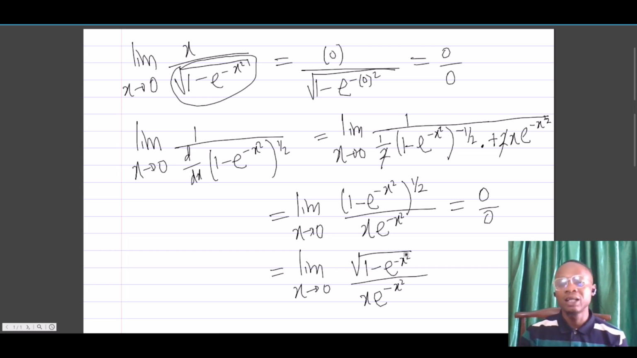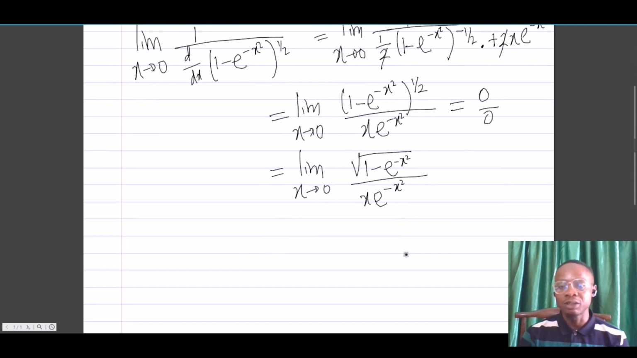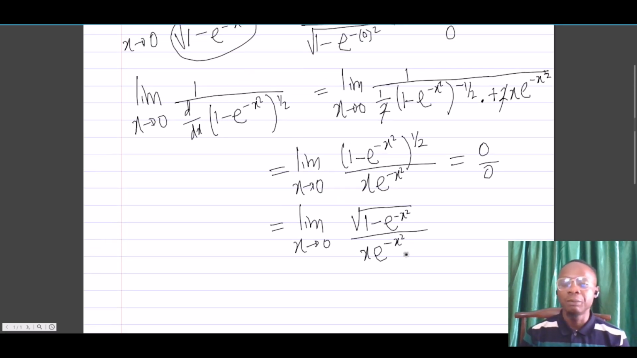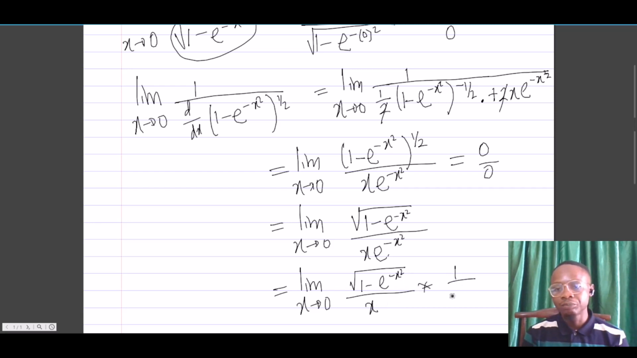So we can simplify this in a number of ways because of the special form it is. We can observe the limit of this one here, this e to the power minus x squared, and break this down. This is just one of those ways. We consider a second way. The limit as x approaches 0 of this will be equal to the limit as x approaches 0 of roots of 1 minus e to the power minus x squared divided by x, then multiplied by 1 over e to the power minus x squared.